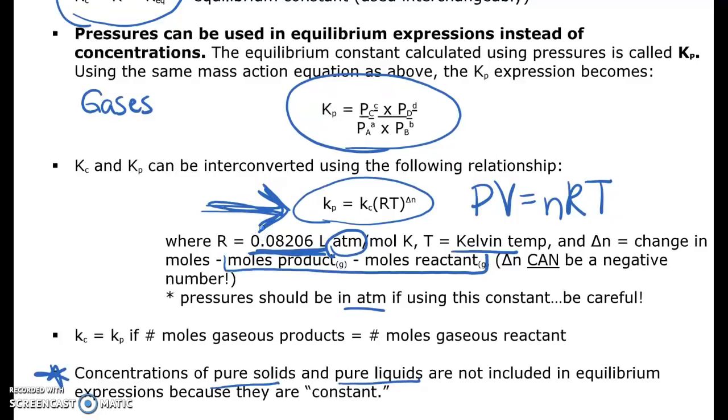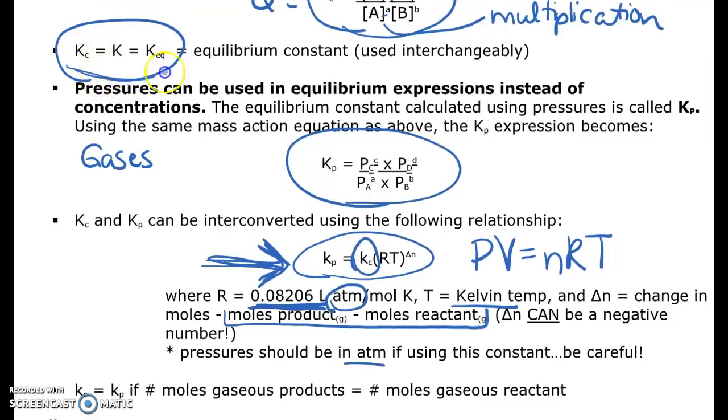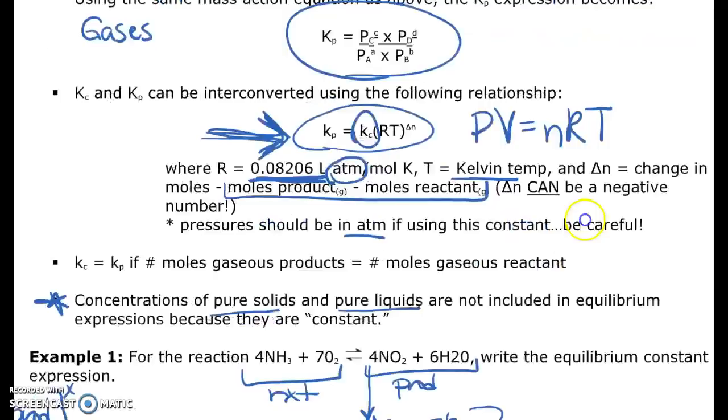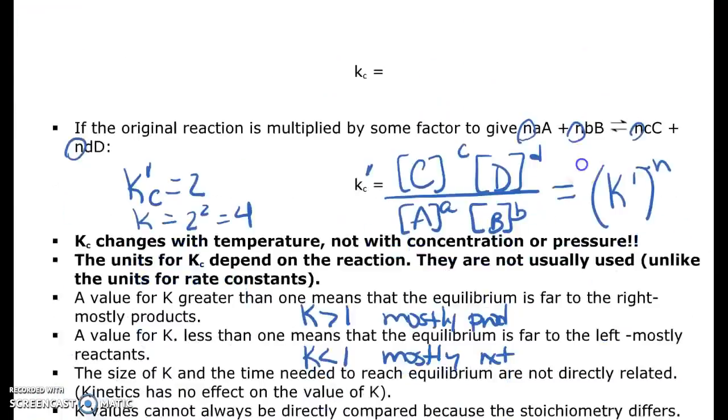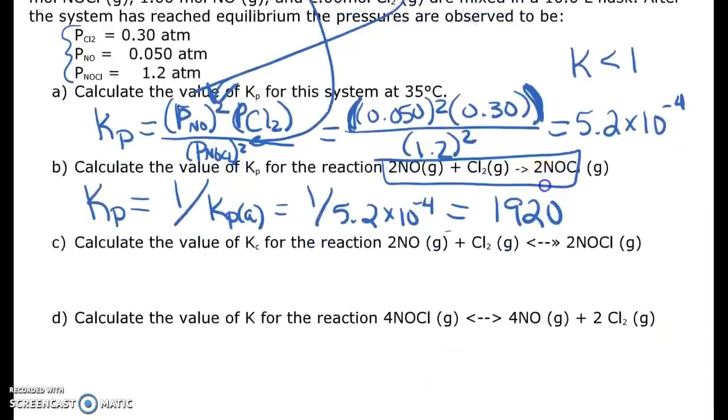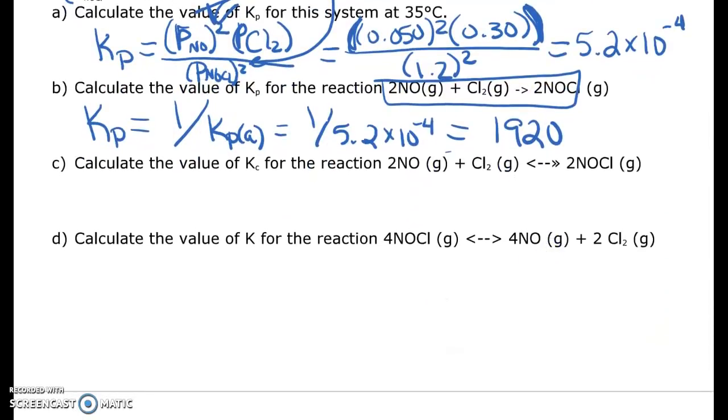So I'm going to rearrange this equation for Kc because remember, that's going to be our real equilibrium constant. We can use that interchangeably with K and Keq, but we can't use Kp that way. So we use that equation to find Kc based on a known Kp. In this example, we're going to be using the same equation as in B, so I'm going to use my Kp of 1920.